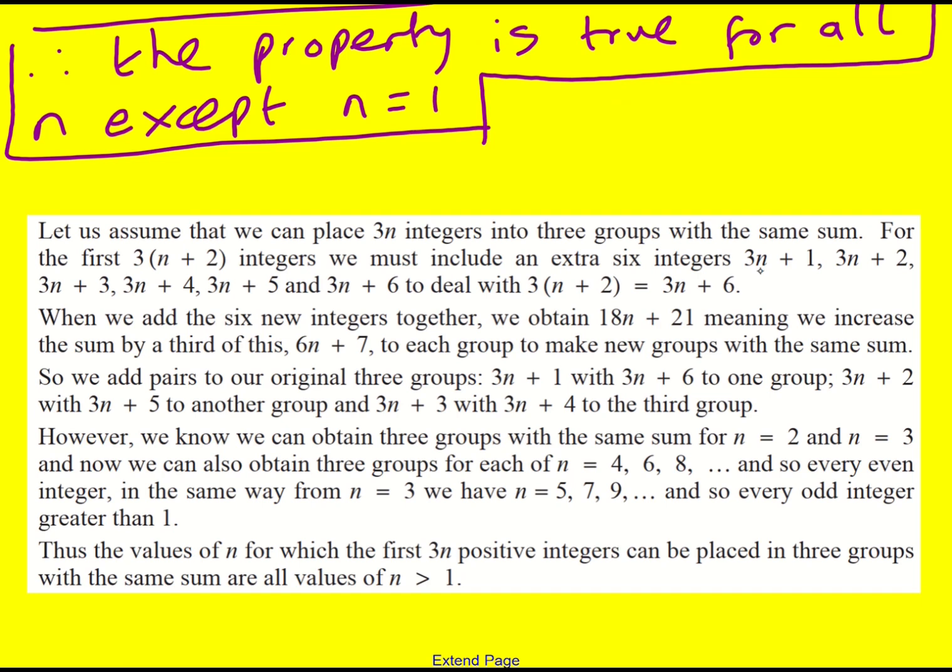So they bring in these extra numbers. They've stuck with n rather than m, and then they talk about them adding to 6n plus 7. It's just they write a few more words than I did. And then the different pairs they explain, and then the fact that we can add them to the groups and therefore get all these odd integers greater than 1 and the even integers. So it's just writing in words what I do with my diagrams, and therefore it's going to be true for all n greater than 1.